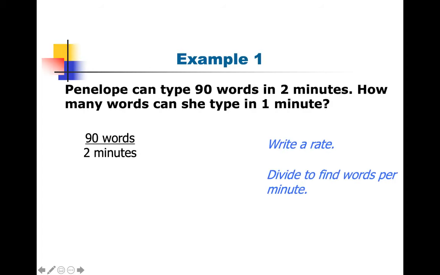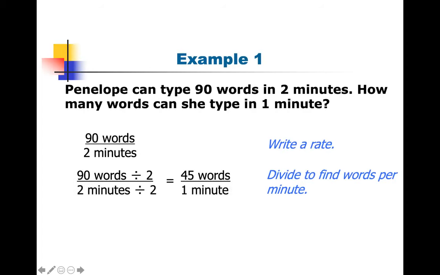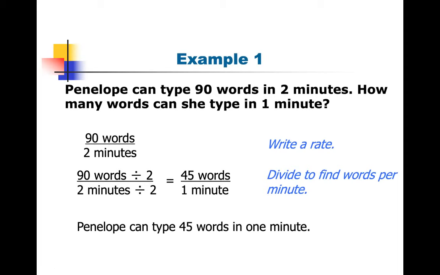So she's got 90 and 2. If we're trying to make this per 1 minute, well, how do we get 2 to become 1? We divide by 2, which means we have to divide 90 by 2 to get 45. So if she can type 90 words in 2 minutes, then she can type 45 words in 1 minute. And that's exactly what your answer would be. Penelope can type 45 words in 1 minute.